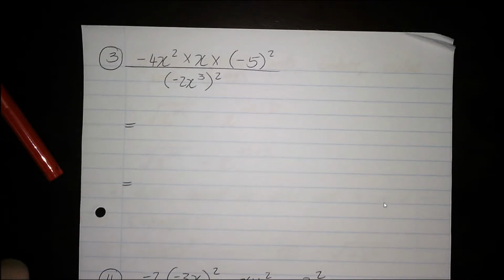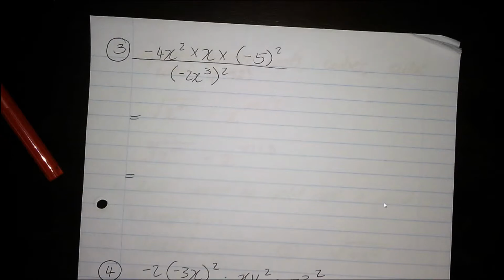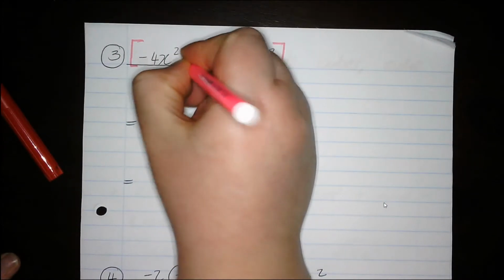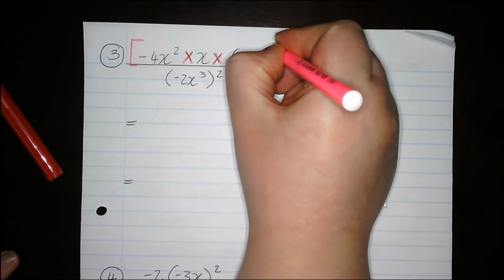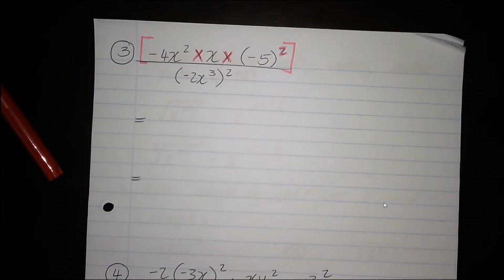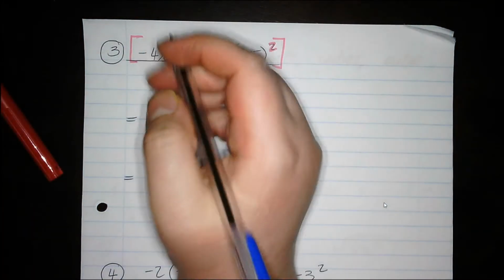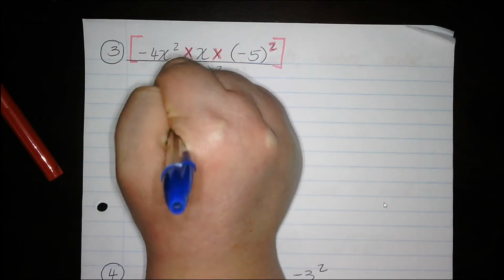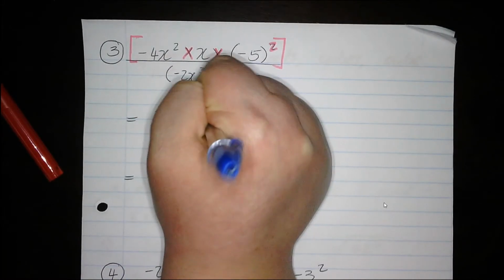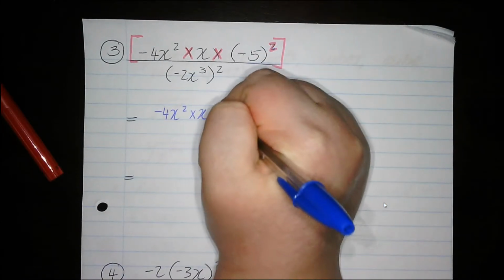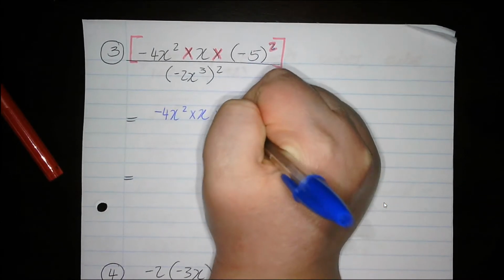Again, over here, we're going to simplify the numerator on its own first. In the numerator, we have multiplication and we have raising to a power. So we're going to do the power first because BEDMAS says so. Negative 4x squared times x, a negative to an even power is positive, 5 squared is 25.